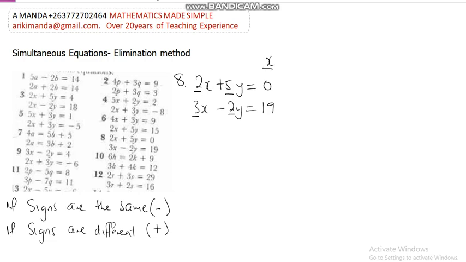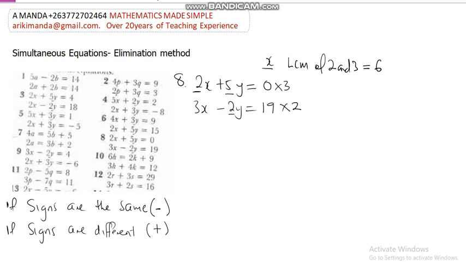And for us to eliminate x, we have to make sure that the coefficients of x are the same. So I will look for the LCM, lowest common multiple of 2 and 3, which is 6. That's the smallest number which can be divided by 2 and 3 without leaving a remainder. So for this part here to have a 6, I have to multiply by 3. So I'll multiply the whole equation by 3. And for this part here to be a 6, I'll multiply this by a 2. So I'll multiply the whole equation by a 2. So I'll multiply the first equation by 3.